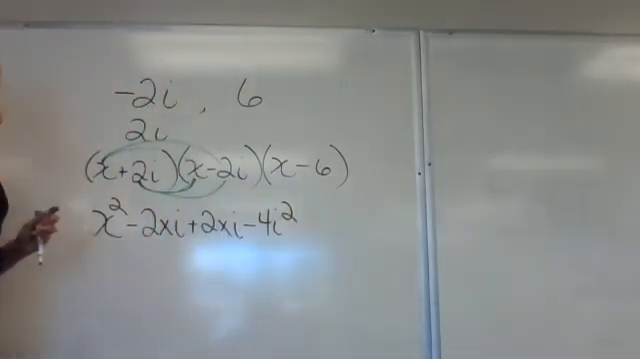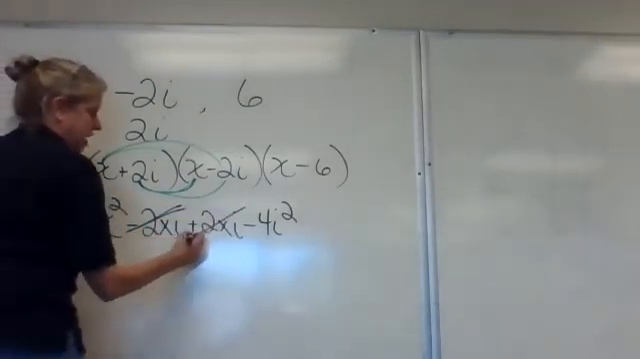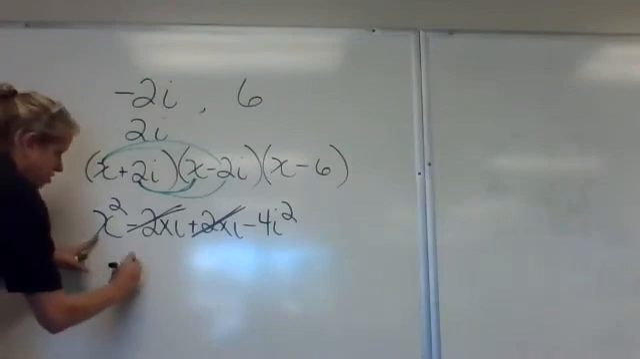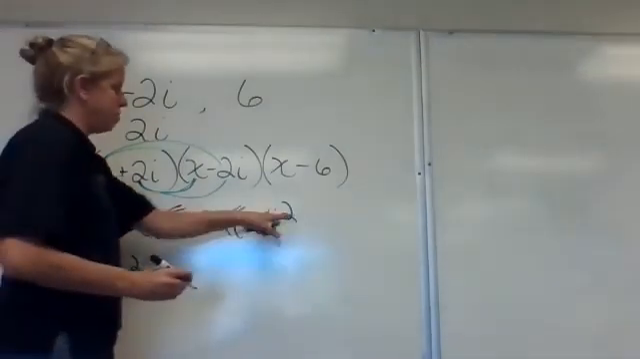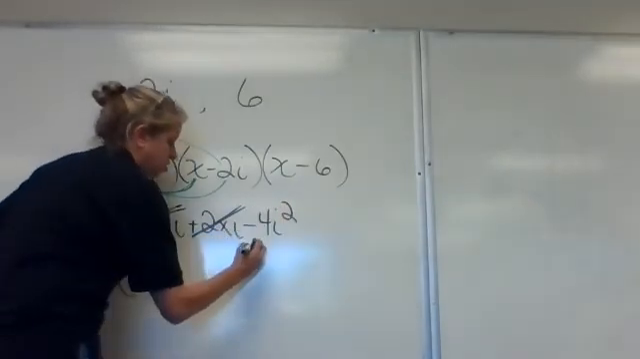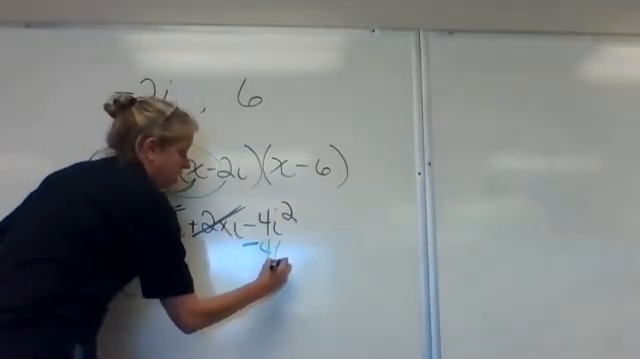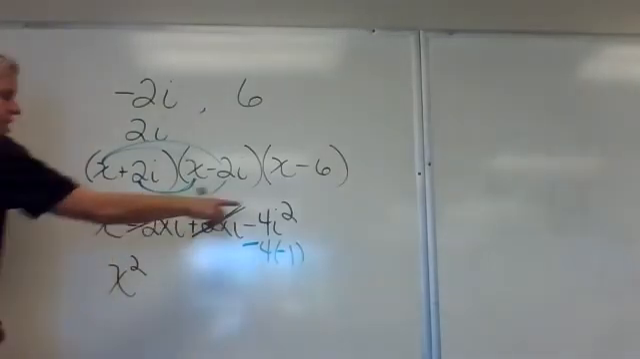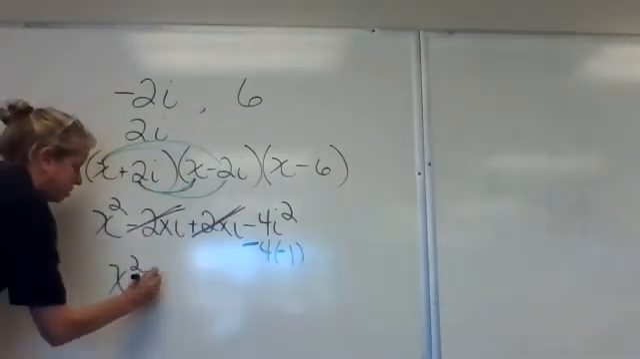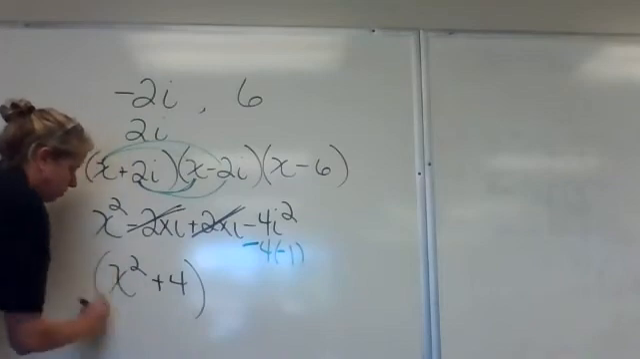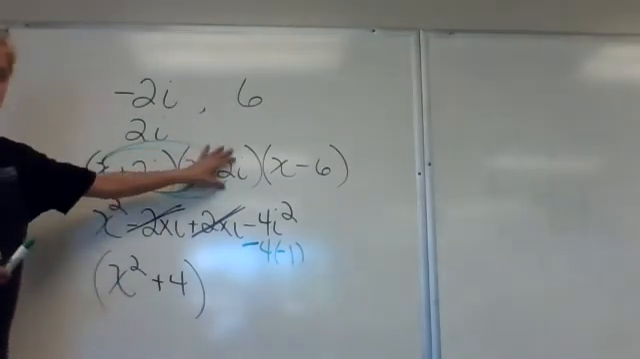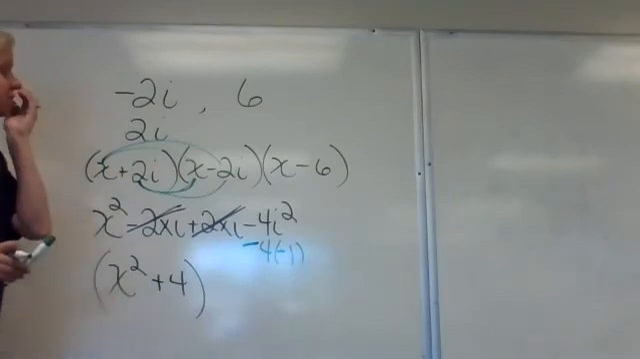Now remember, this looks complicated, but it's going to clean up a lot. First of all, the middle two terms just cancel. So here I'm just left with x squared. Now remember what i squared turns into. It turns into -1. So that really says -4 times -1 at the back right here, which makes it +4. So when I multiply these two together, it gave me x squared plus 4.